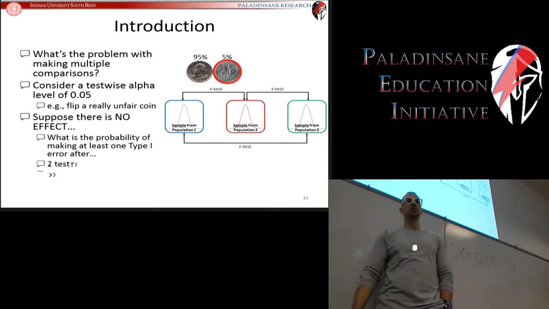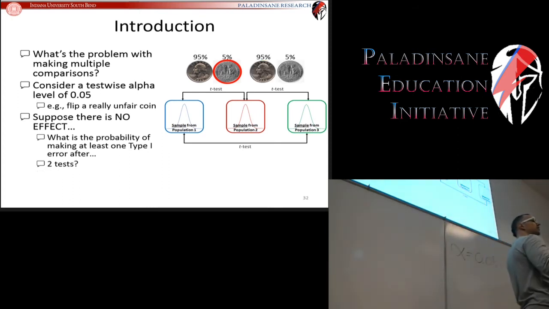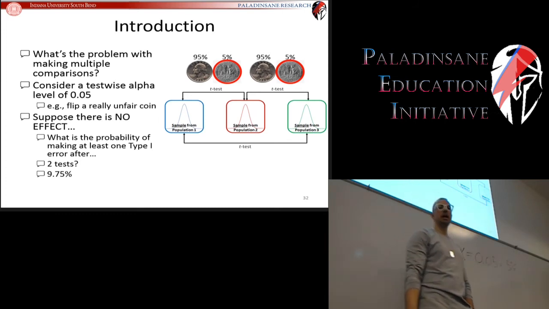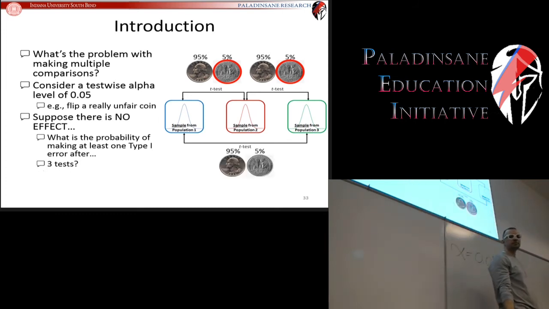But what happens after 2 tests? When you have a 5% chance of making an error on the first test, and a 5% chance of making an error on the second test, the chance that you'll make an error on one of those tests almost doubles to 9.75%. And after 3 tests, it almost triples, all the way up to 14.3%. So we want an alpha level of 0.05. We only want to take a 5% risk. But because we've done multiple comparisons, we are now up to a 14% risk, and our type 1 error has inflated. So these are kind of hypothetical examples.